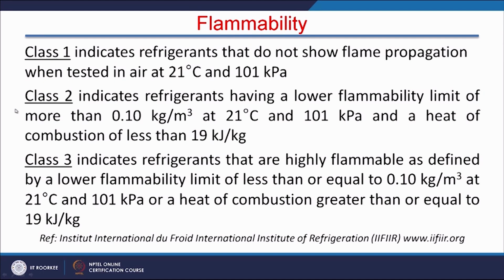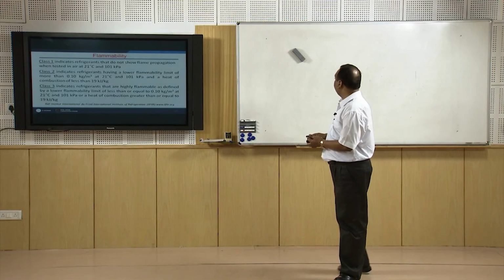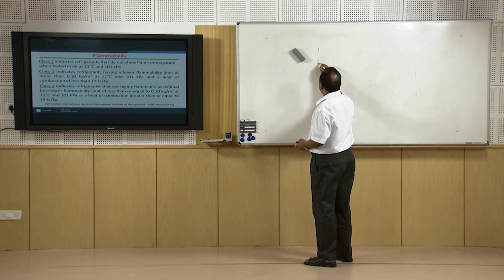Class 2 has a lower flammability limit of more than 0.1 kg per meter cube at 21 degrees centigrade and 101 kilopascal. Heat of combustion has to be less than 19 kilojoules per kg. These are as per the International Institute of Refrigeration data. Now, class 3 is a lower flammability limit of less than or equal to 0.1 kg per meter cube at 21 degrees centigrade and 101 kilopascal pressure, and heat of combustion is more than 19 kilojoules per kg. So, there are 3 flammability classes: class 1, class 2, class 3.